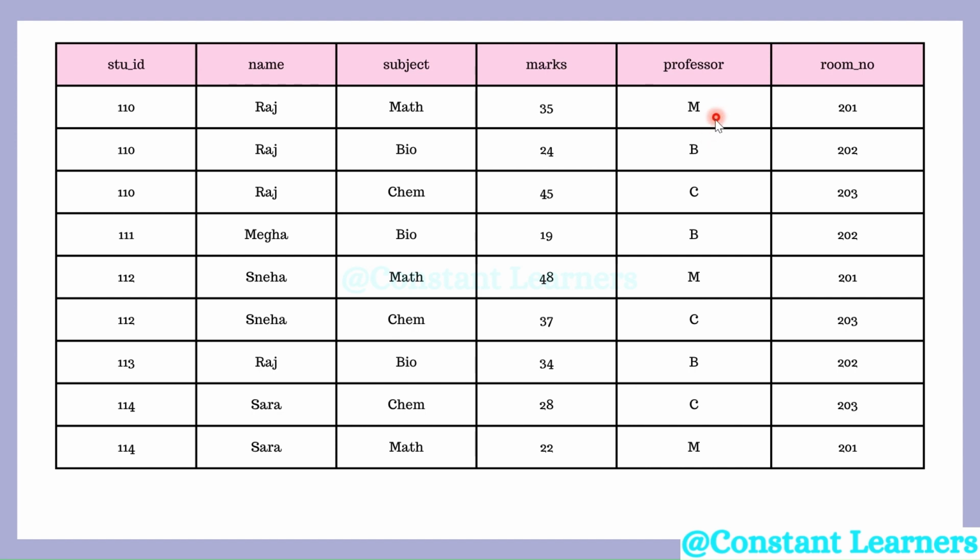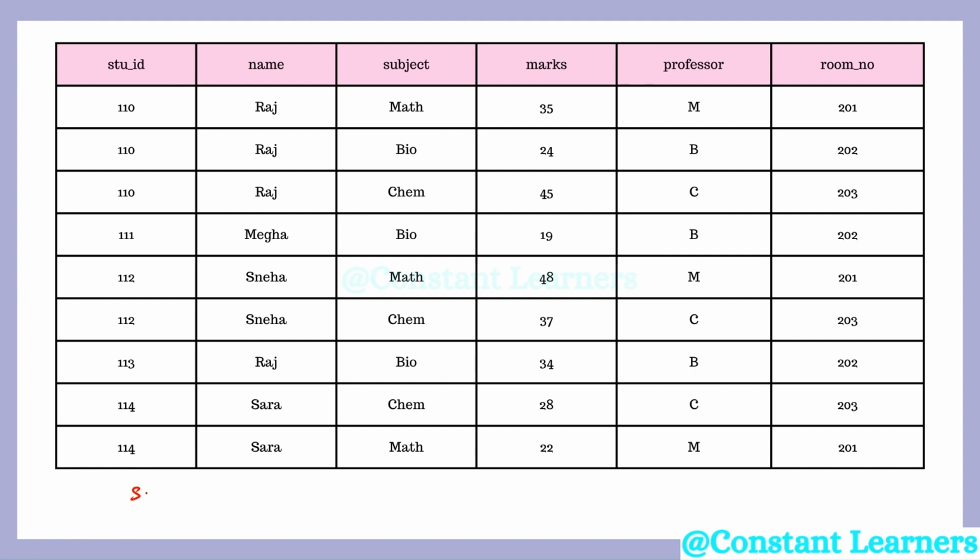Now if I ask you which subject does Professor B teach? We can immediately go to the subject, check it out, that is bio. So Professor B is teaching the subject bio. Professor C is teaching the subject chemistry. Professor M is teaching the subject math, right? So we can say that this subject is determining the professor. That means the attribute professor is dependent on the attribute subject, right? So this is the second functional dependency.